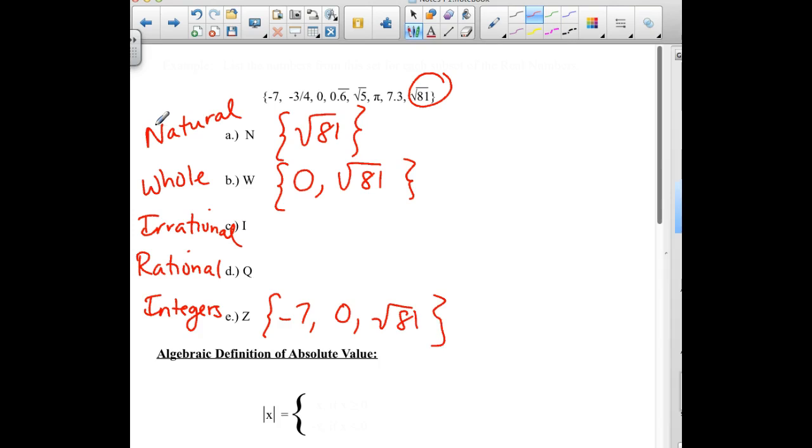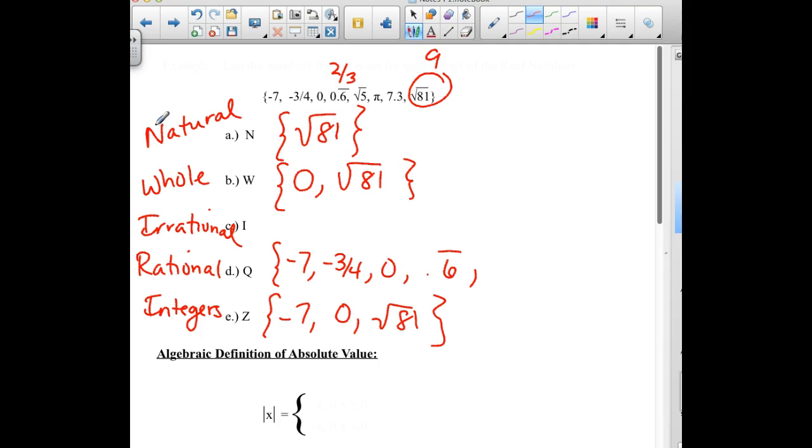Rational builds on that. That's choice D here. We want to add in now all of the things that can be written as fractions. So going through our list, we still have -7. We can now add in -3/4. We had 0. 0.6 repeating. If you think about the value of that, 0.6 repeating is the same as 2/3. So we can include that, but instead of 2/3, I am going to write 0.6 repeating because that's the way it was written. But it does represent 2/3, just like that represented a 9.